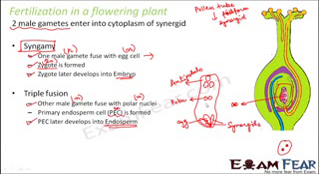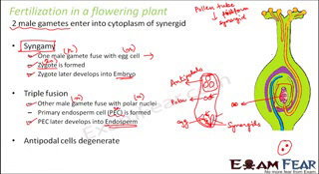Now when fusion happens, one fusion happens with the egg cell. So the egg cell is done. So it will form zygote. Another fusion happens with the polar nuclei. It forms PEC. That is also done. What happens to these antipodals and the synergids? They all degenerate. So the antipodal cells will degenerate, the synergids will also degenerate. So what will you be left with?